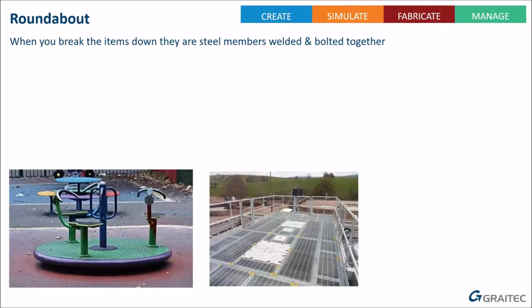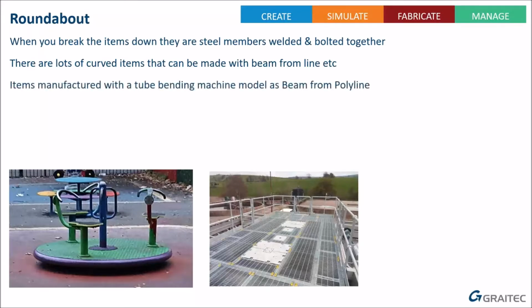Yes, it's got curved items in it, but it's still got some gratings in there. The Durbar is a grating. It's still got beams, and it's still got some special parts. There are lots of curved items in there, so we're going to use the beam from line command to do that. So there is going to be some 2D AutoCAD work in here.